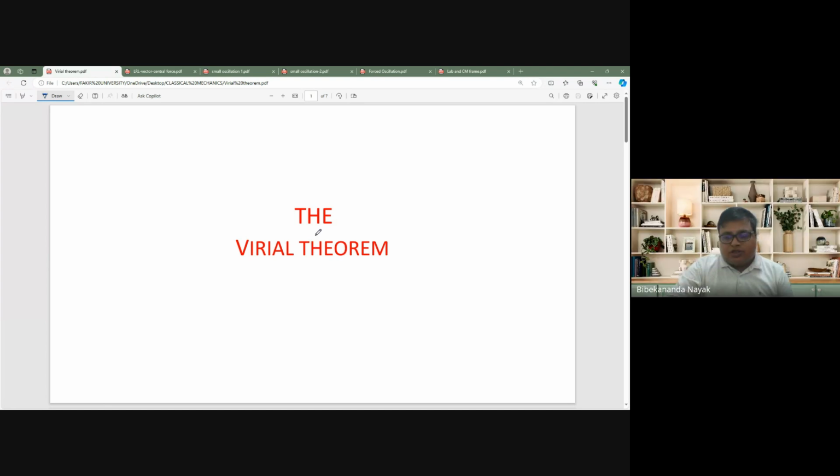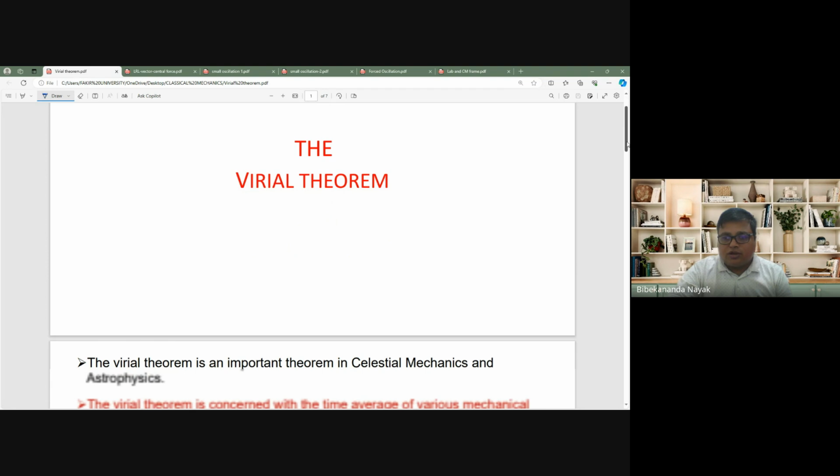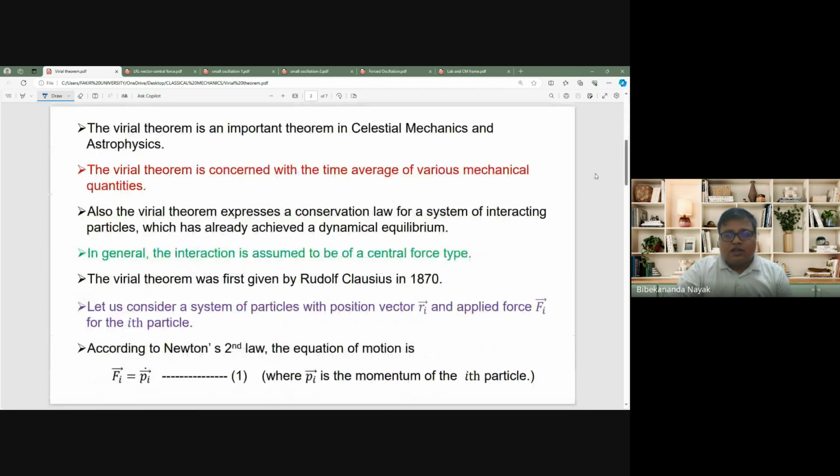So today first we discuss the virial theorem, a very important theorem in classical mechanics. The virial theorem is an important theorem in celestial mechanics and astrophysics. Particularly, its application is found in astrophysics. The virial theorem is concerned with the time average of various mechanical quantities. It is associated with the time average of kinetic energy, potential energy, and various mechanical quantities.